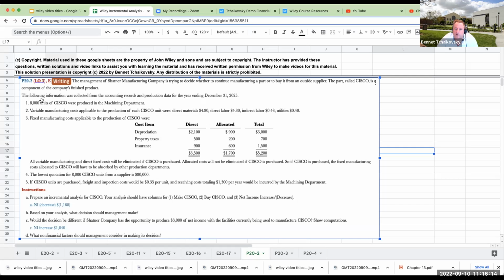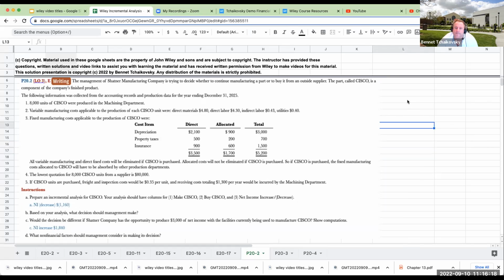Okay, so we've got over here Shatner Manufacturing. Wow, we're really on a Star Trek bender today.